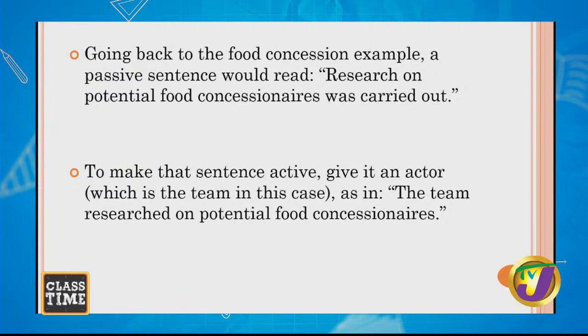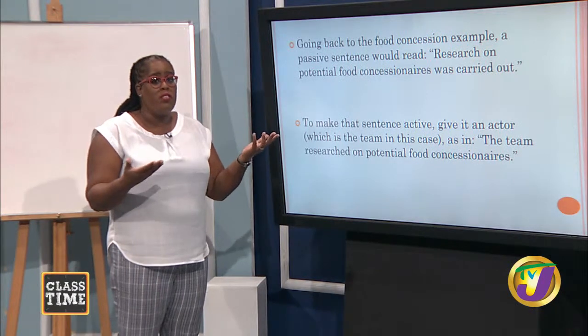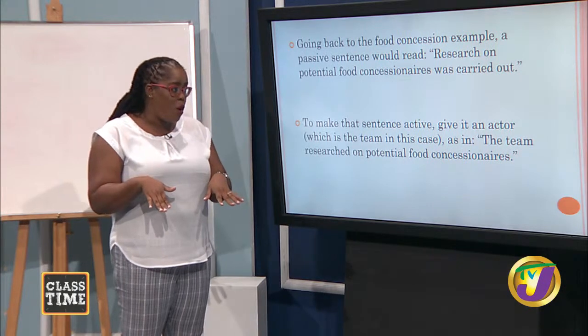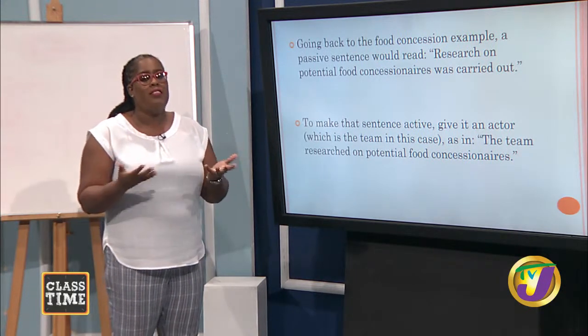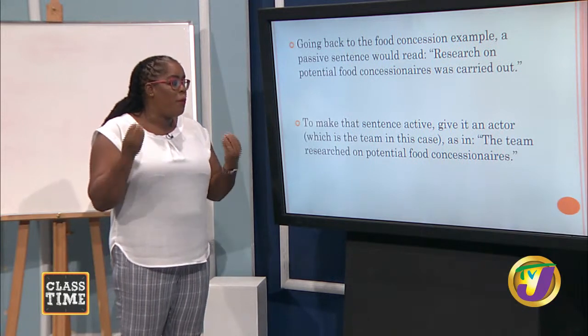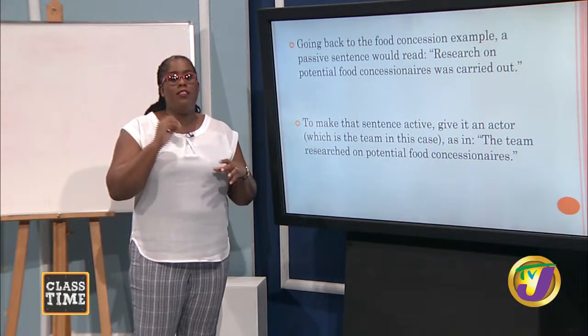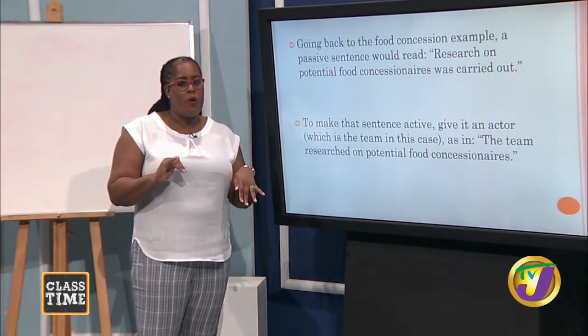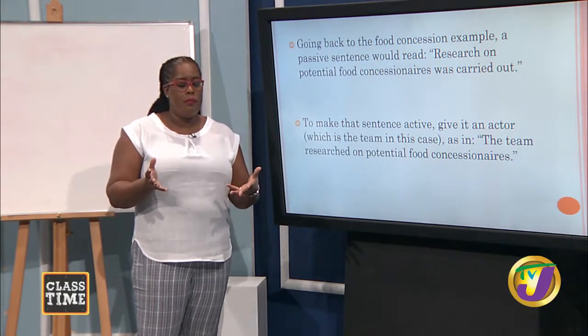All right? So when we say research on potential food concessionaires was carried out, it isn't relatable because we don't know who it is that is going to do the research, right? But when we change it to the active voice now, we see who it is that is performing the action. The team researched potential food concessionaires. Do we see the difference, right? So when we use the active voice, it is more relatable.